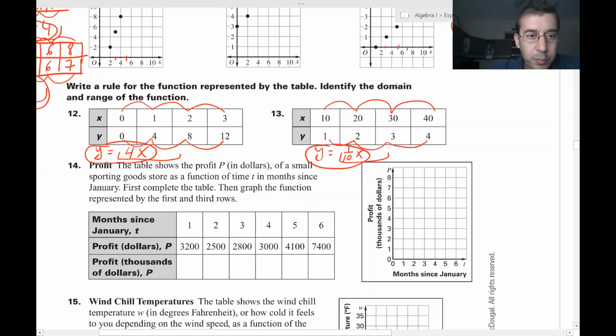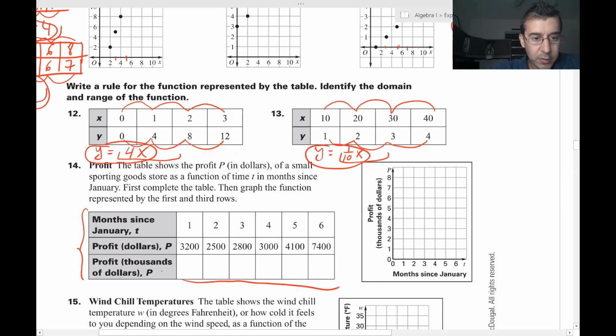Number 14, profit. The table shows the profit P in dollars of a small sporting goods store as a function of time t in months since January. First, complete the table. So this is the table. We have to complete it. So these are the values.